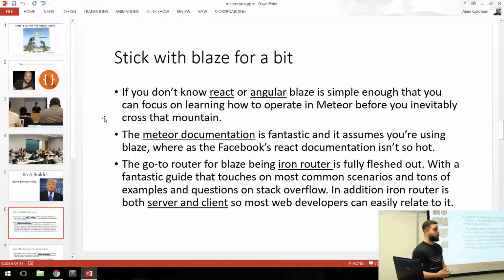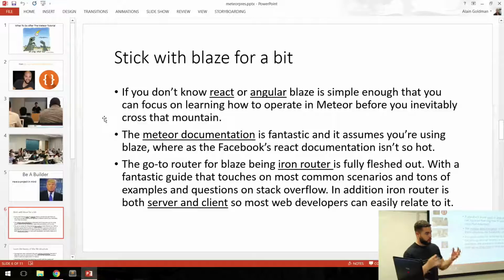Now, the go-to router, so the routing system, how you get from page to page in your application, is the Iron Router for Blaze, at least at the time that I was learning. And Iron Router's documentation is phenomenal. React's documentation is not so good, but the Iron Router one is phenomenal. So because of that, it allowed me to learn, okay, how does Meteor deal with different pages in a proper fashion?